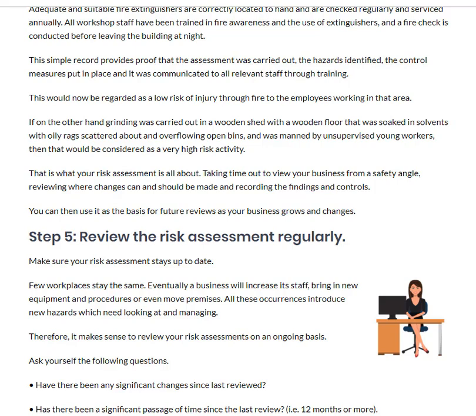This is what your risk assessment is all about: taking time out to view the business from a safety angle, reviewing where changes can and should be made, and recording the findings and controls. You can then use it as the basis for future reviews as your business grows and changes.